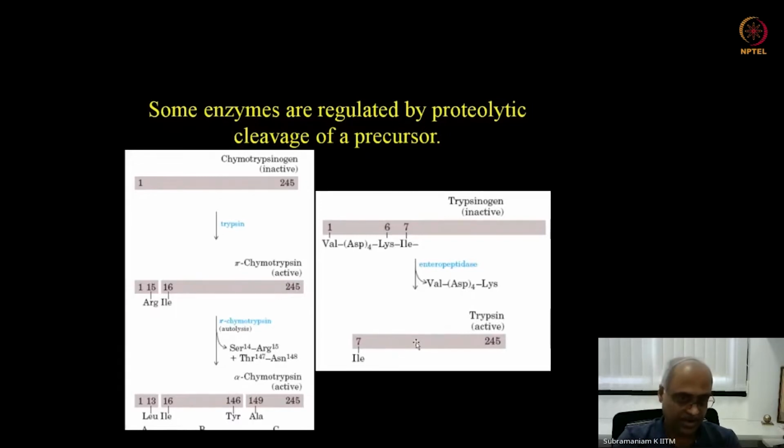This sort of proteolytic activity based activation is common in the blood clotting pathway as well, and similarly in the complement pathway in our immune system. And also many of the peptide hormones are activated again by proteolytic cleavage. So proteolytic cleavage based activation is fairly widespread as a regulatory mechanism.